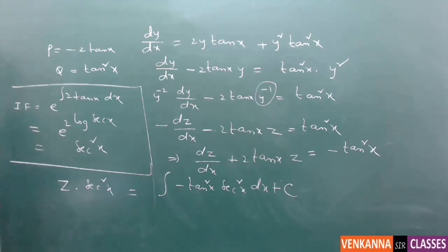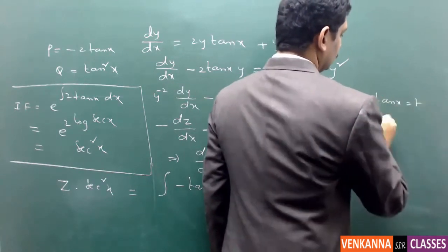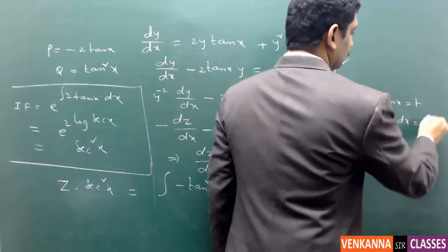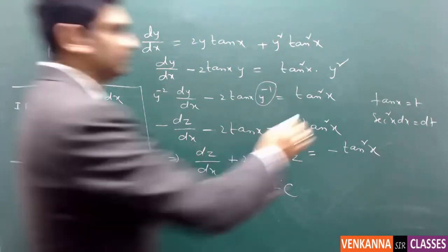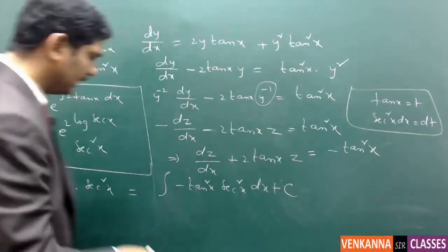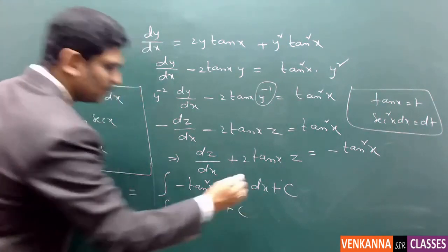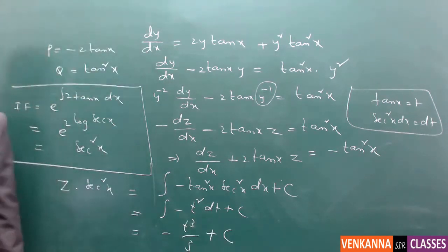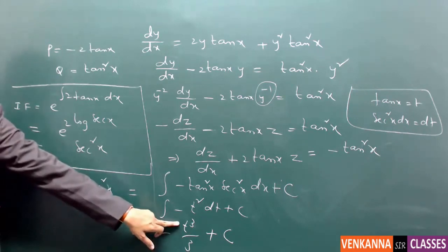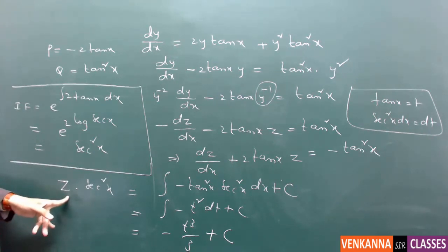Yeah, that's a good one. Take tan x equal to t. So secant square x dx equals dt. If you take it like that, then it is nothing but integral minus t square dt plus c. So nothing but minus t cube by 3 plus c. So in place of t, we substitute tan x. In place of z, we substitute 1 by y. So that gives the final solution.